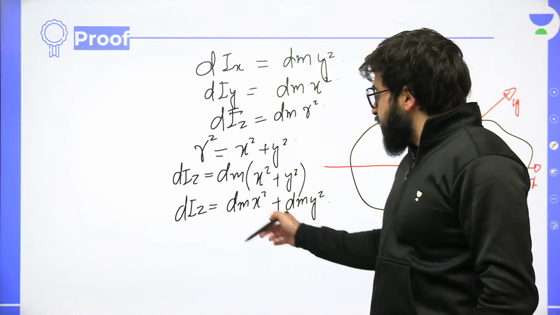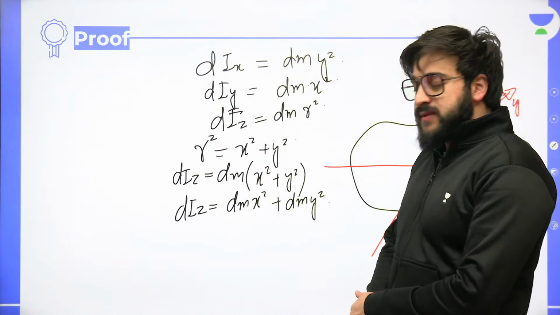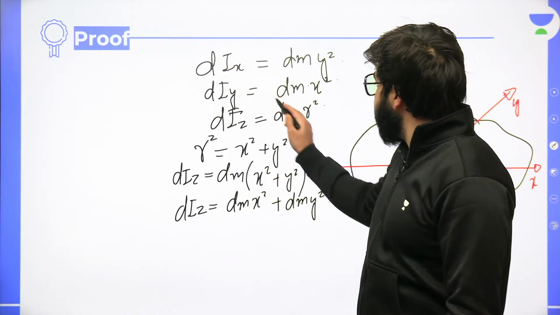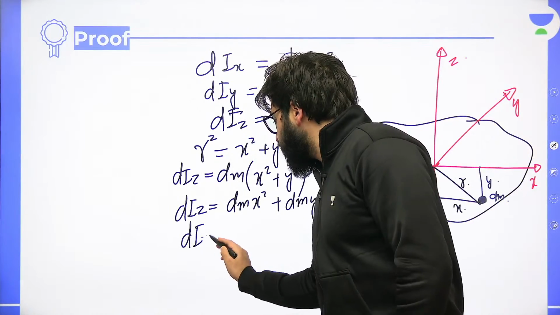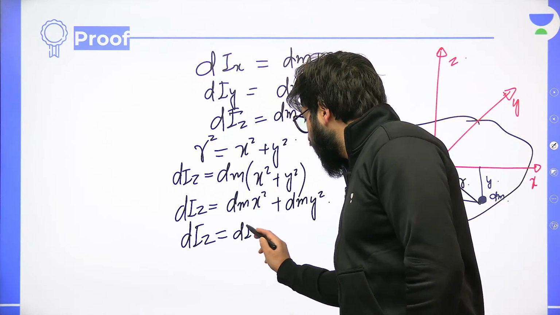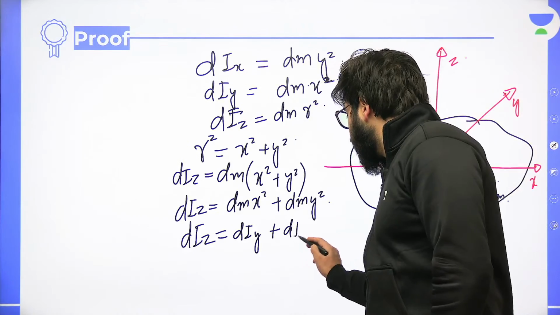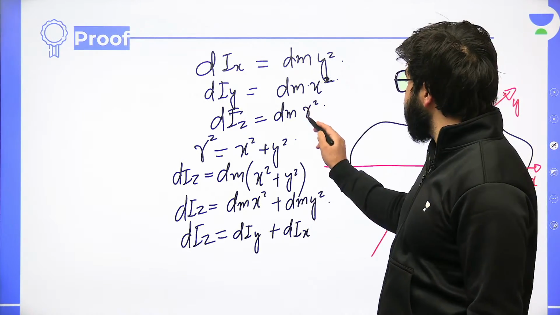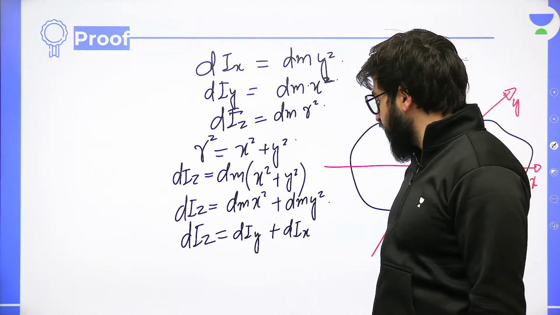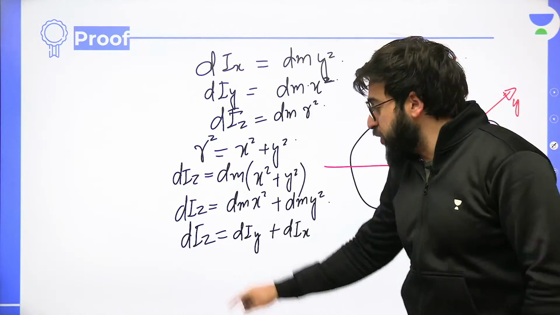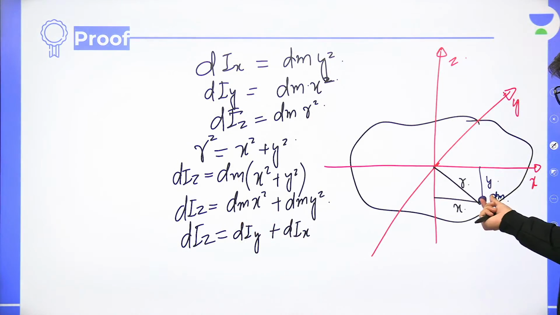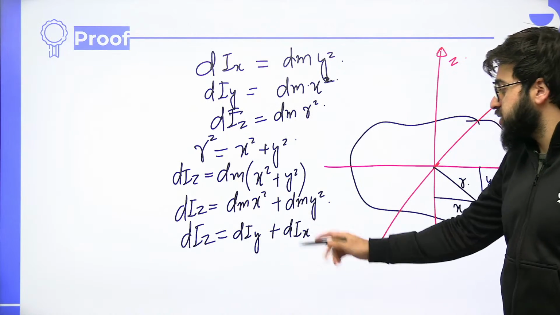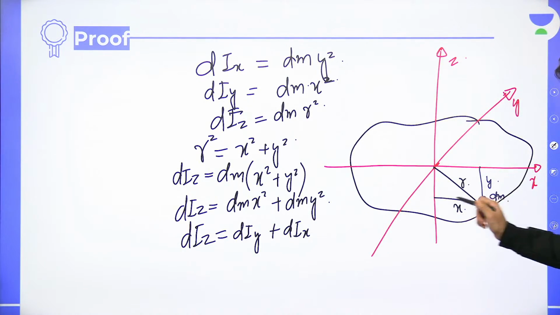Everything clear? Fine. So what is this dm x squared? Can you tell me? dm x squared is nothing but dIy. So dIz is nothing but dIy plus dIx, since dm y squared is nothing but dIx. Now, this is the small moment of inertia about the z-axis of this mass. This is the small moment of inertia of this dm mass about the y-axis. And this is the small moment of inertia of this small mass about the x-axis.